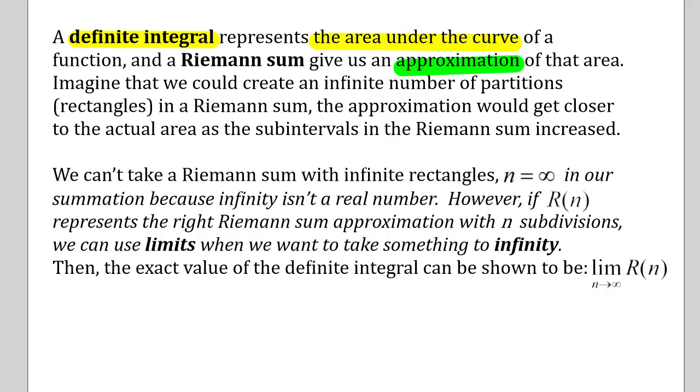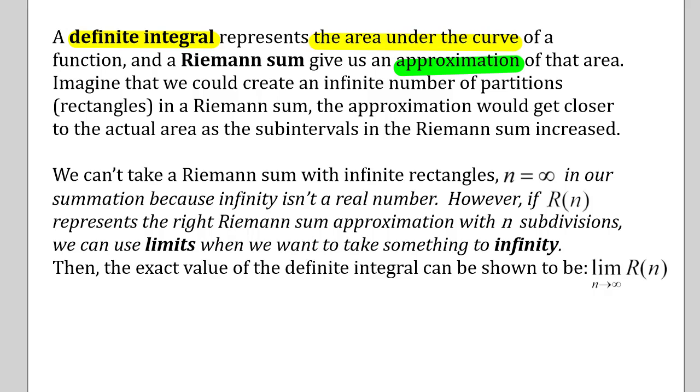Okay, it says imagine that we could create an infinite number of partitions or rectangles in a Riemann sum. The approximation would get closer to the actual area as the subintervals in the Riemann sum increased. We can't take a Riemann sum with infinite rectangles, n equals infinity, in our summation because infinity isn't a real number. However, we already know that the way we're able to look at what would happen if we could get infinitely many rectangles is to use the limit process, right?